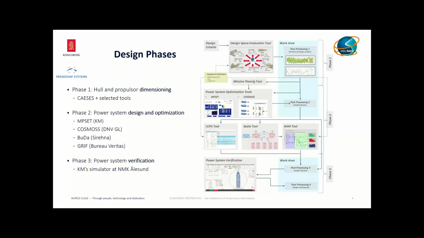It was divided in 3 main phases, where we start with hull and propulsion dimensioning, the concept design phase, used mostly with CAESES and all the calculation tools. These designs are down selected and sent to the next phase, which is power system and design optimization, developed partially by Kongsberg, Cosmos from DNVGL, Sirena, and Bureau Veritas doing RAM analysis. And then in phase 3, we had a power system verification of the design system in phase 2 in a real-time simulator in Ålesund, the Kongsberg simulator.